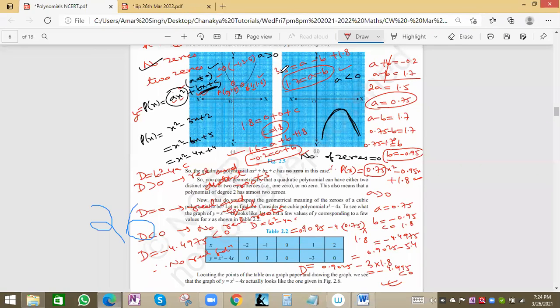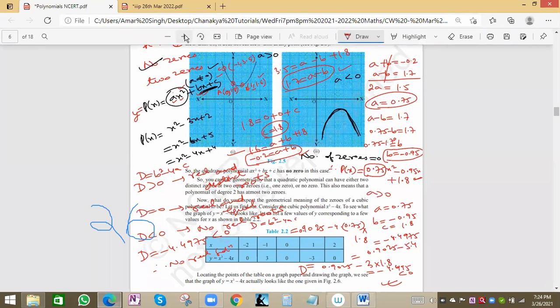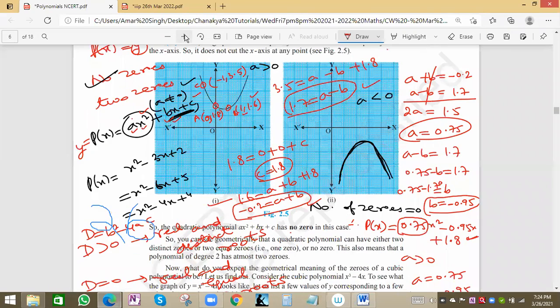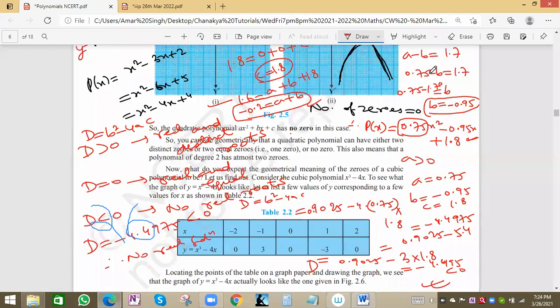No real roots means no real values. Roots will be there, but imaginary. We can say imaginary roots, or no real roots, because the graph is not cutting or meeting the x-axis at any point. That's why no real roots. Correct? What do you answer, Samarth? Yes, sir. So we can check the D value, and based on the D value also we can conclude. Correct. Now see some more cases.